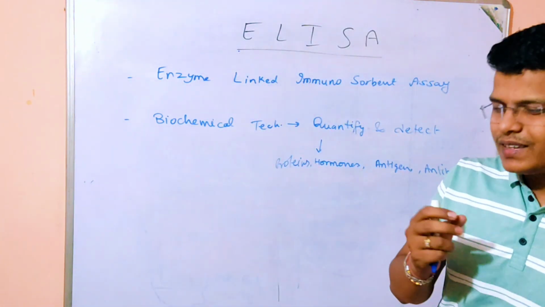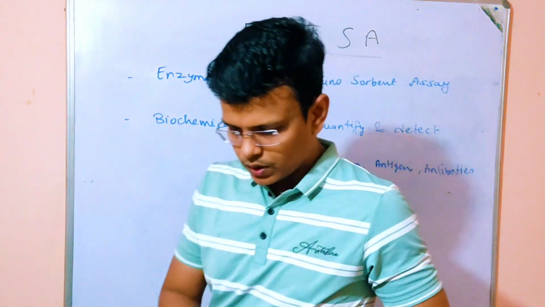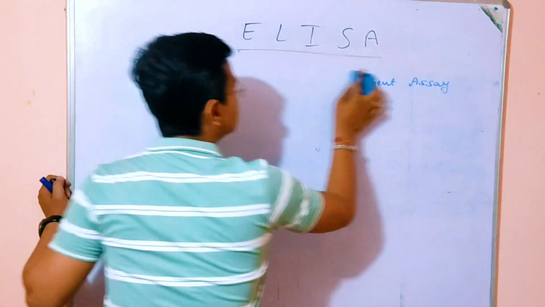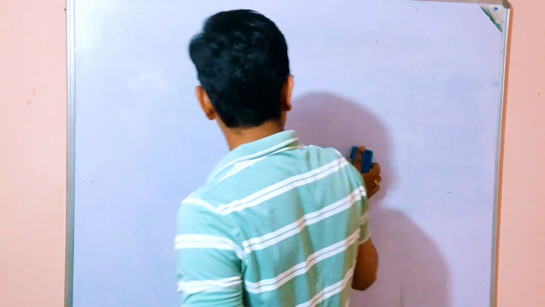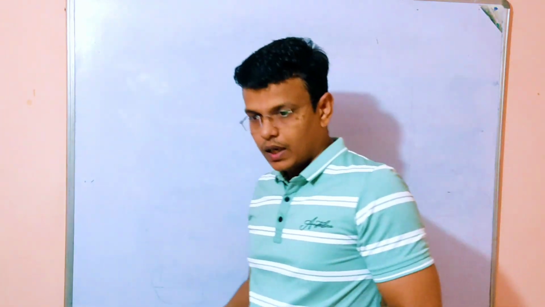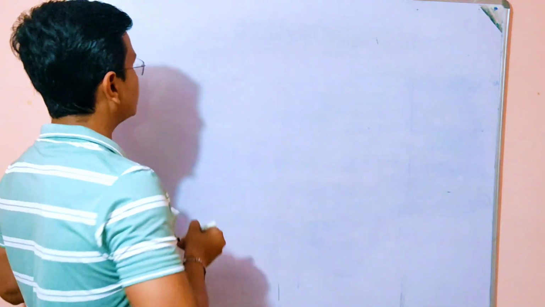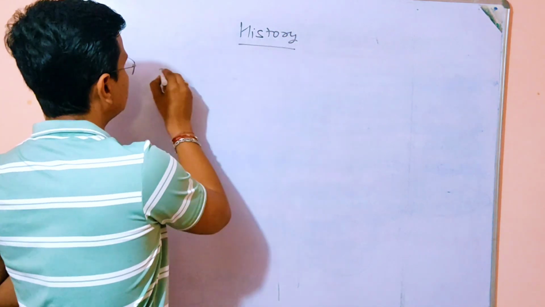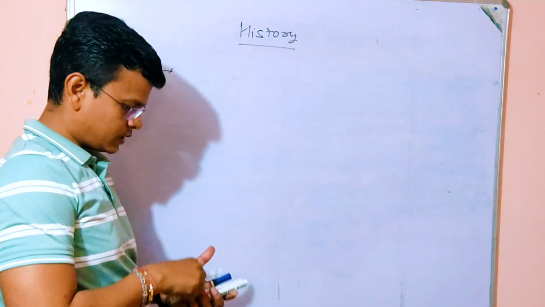Let's discuss a little history of this ELISA. Before ELISA, there was another method which is known as RIA, radioimmunoassay. ELISA was discovered in 1970.